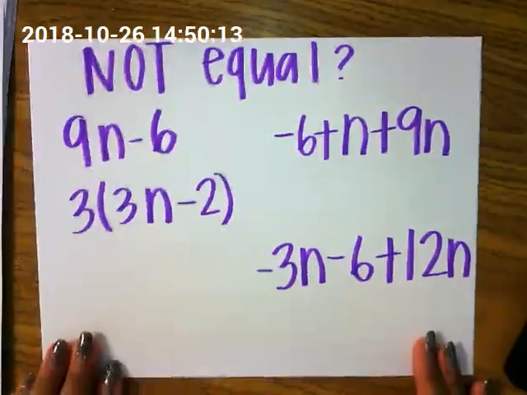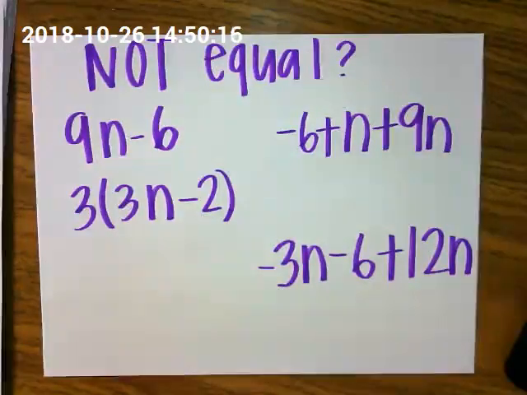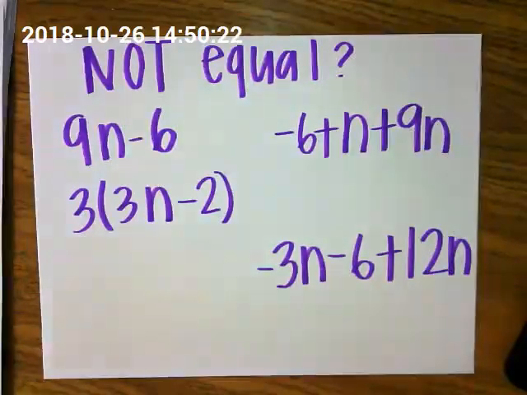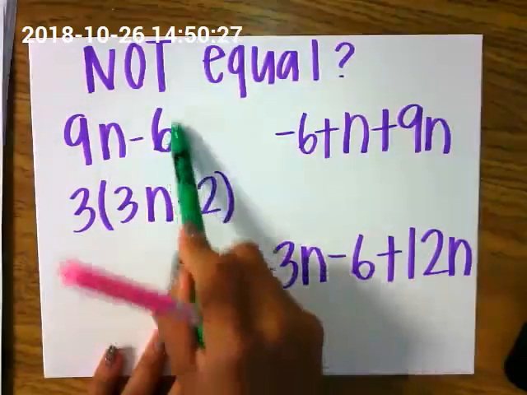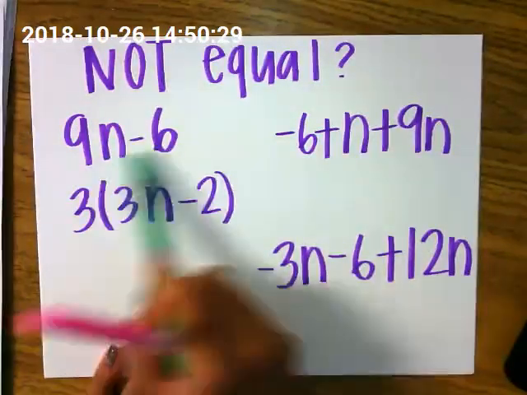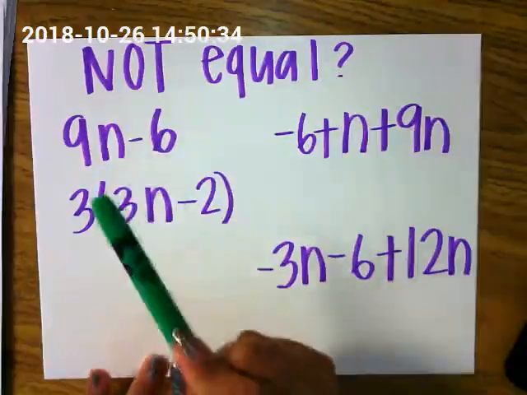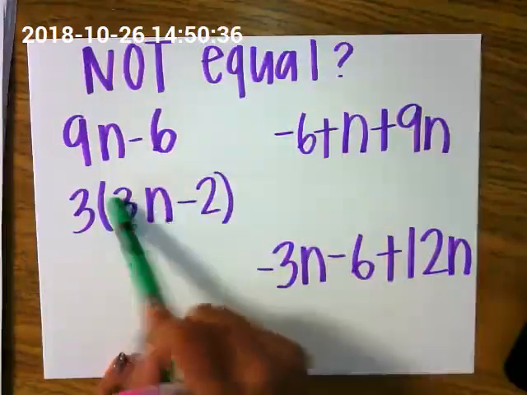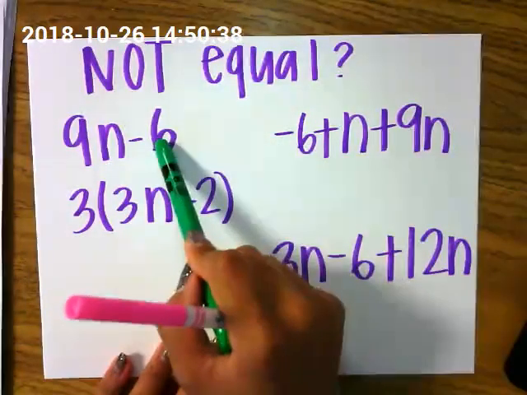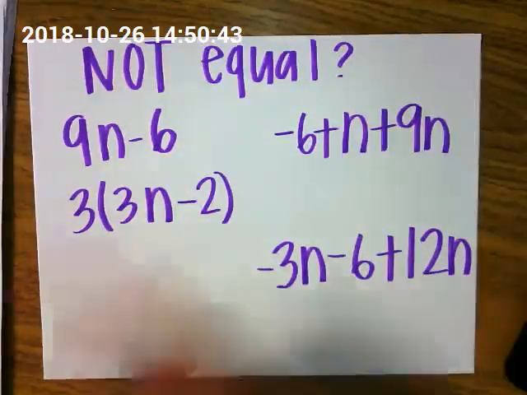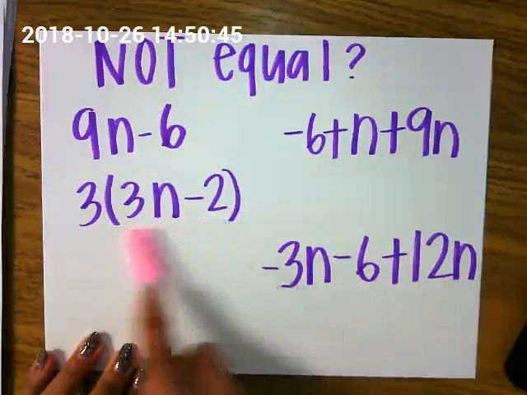All right, number 5. They're asking which expression out of the expressions that are given is not equal to the other 3. So for the first one, they gave us a simplified expression. Can you simplify 9n minus 6 anymore? No. So that one is stuck how it is. Now our job is to figure out, does any of these equal 9n minus 6, or are all the rest something different? So for the first one, to simplify this, what do I need to do?